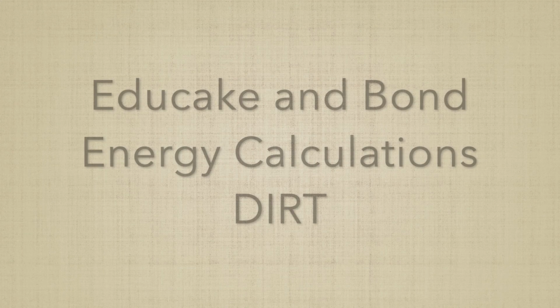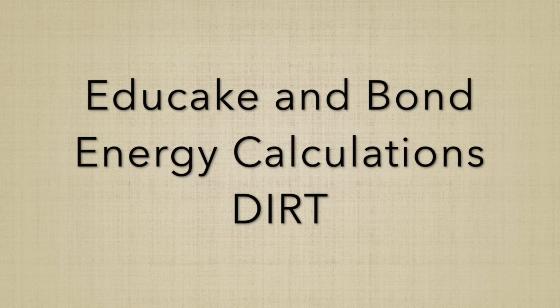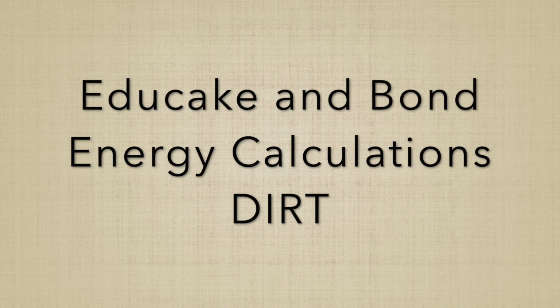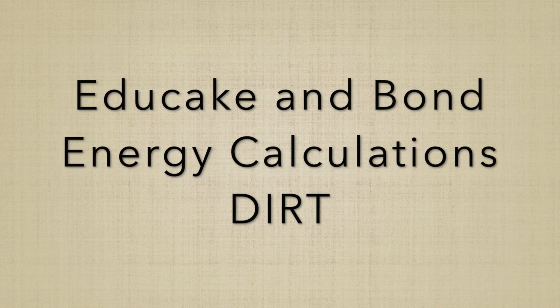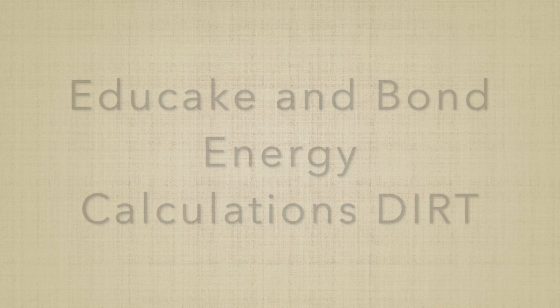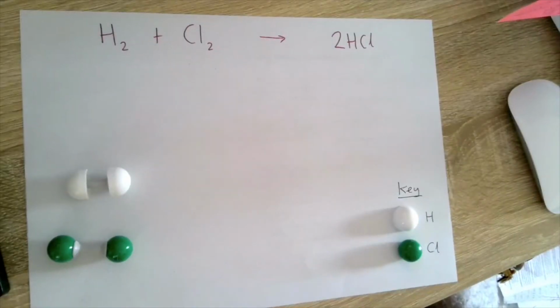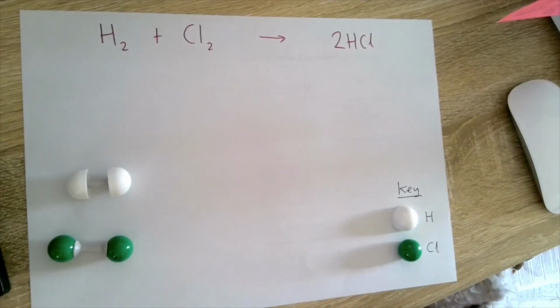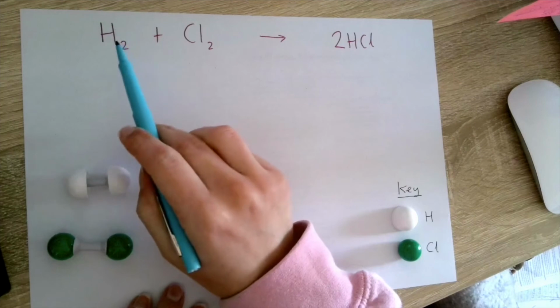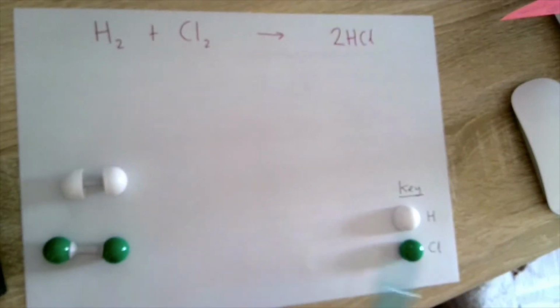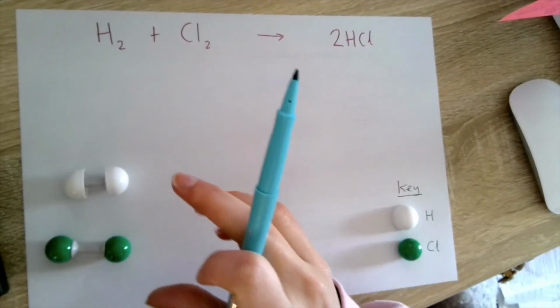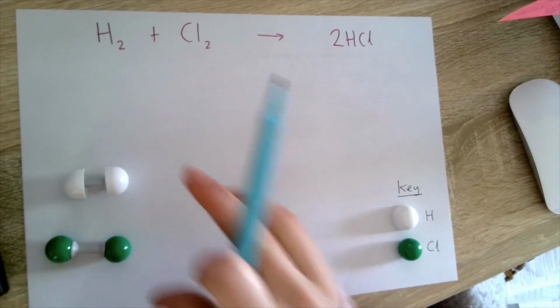Okay, and we're going through some of the errors that came up in the Educake and bond energy calculations questions that you did last week. So we're going to look at this first reaction between hydrogen and chlorine. And to do this, I'm going to be using some molecular models to try and help us out with this.